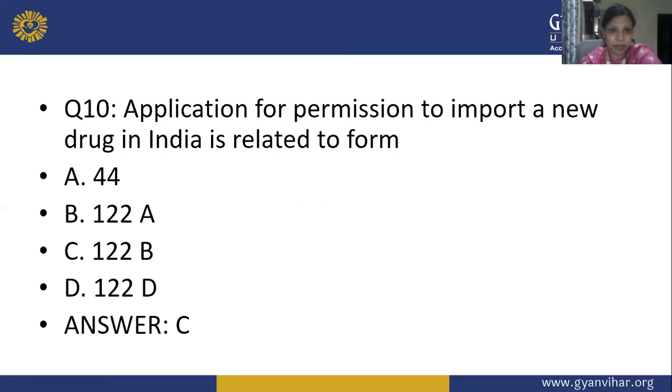Next is the application for permission to import a new drug in India is related to which form. If you want to market your product, if you want to import your product in the Indian market, you need to file a form. Is that form 44, 120A, 120B, or 120D? So form 120D is the right answer. The application for permission to import a new drug in India is related to form 120D.